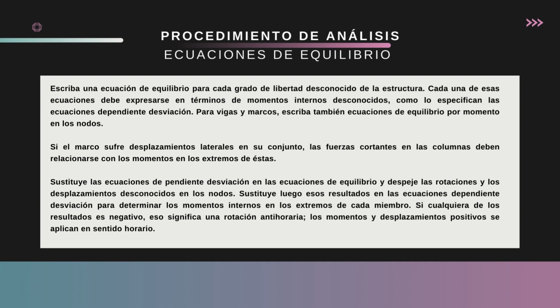Substitute the slope deflection equations into the equilibrium equations and solve for the unknown rotations and displacements at the nodes. Then substitute those results into the slope deflection equations to determine the internal moments at the ends of each member. If any of the results are negative, that means a counterclockwise rotation. Positive moments and displacements apply clockwise.